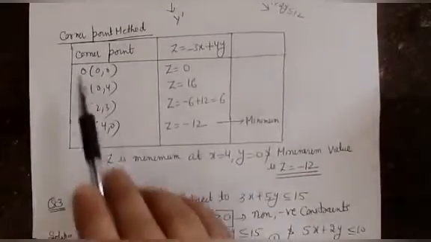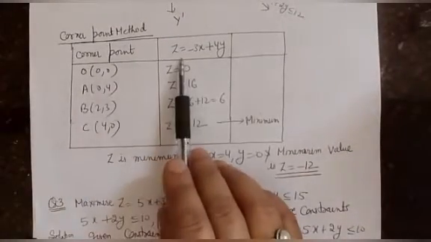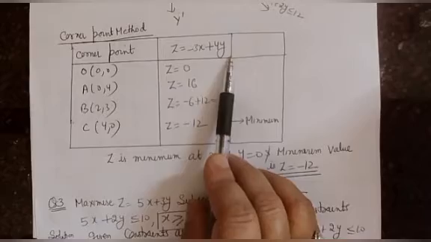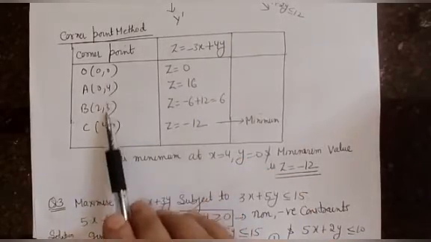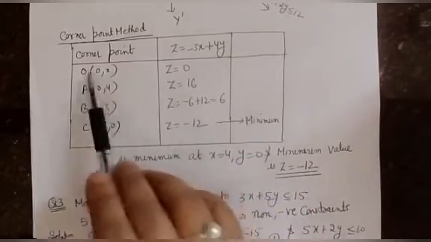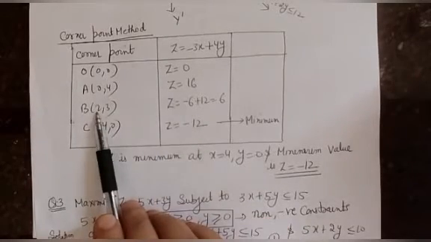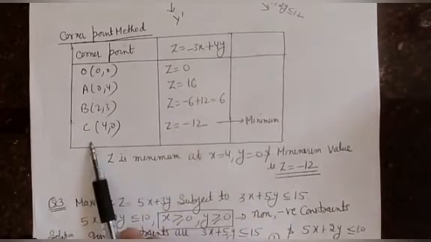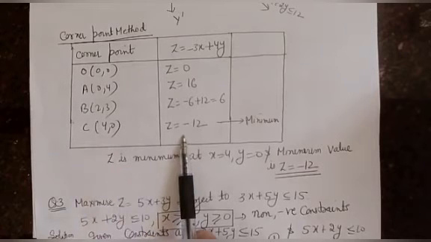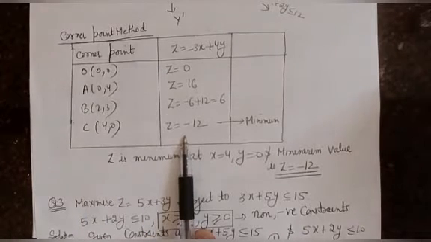Now let us apply the corner point method for this objective function z is equal to minus 3x plus 4y. So 4 corner points when checked, for 0, 0, you will get z as 0. For 0, 4, you will get z as 16. For 2, 3, you will get z as 6. And for this 4, 0, you will get the value z is equal to minus 12.